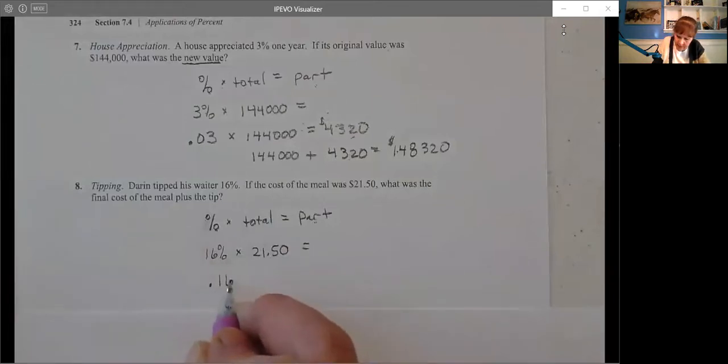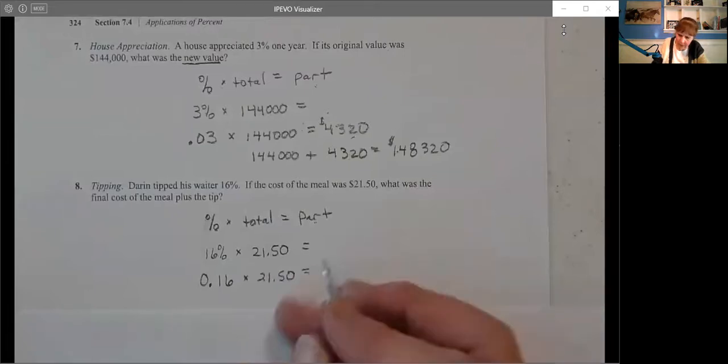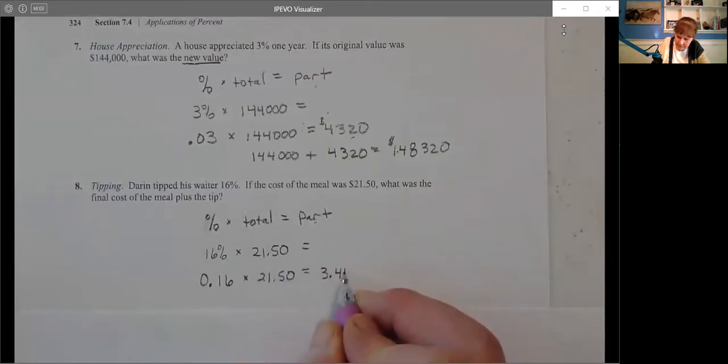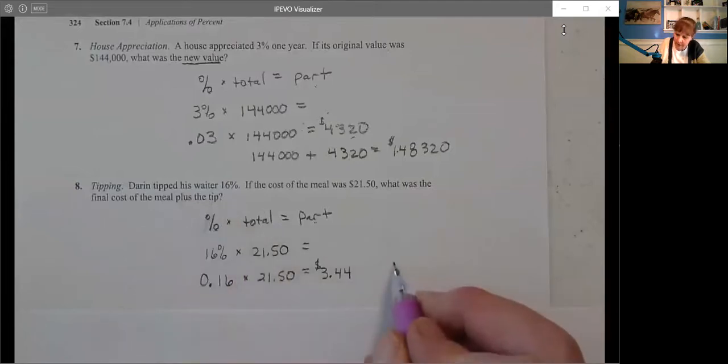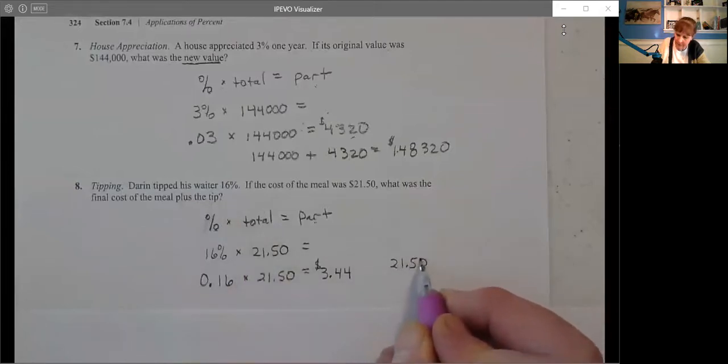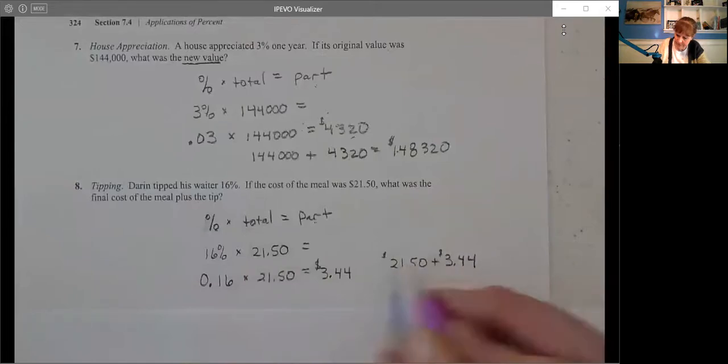So 0.16 times $21.50. So they made a tip of 0.16 times 21.5, $3.44. That was the tip. But they didn't ask for the tip. They want the meal plus the tip. So, you know, just be aware you may have another step. So we'll take the cost of the meal and we'll add in the tip. So that's going to give us $24.90.